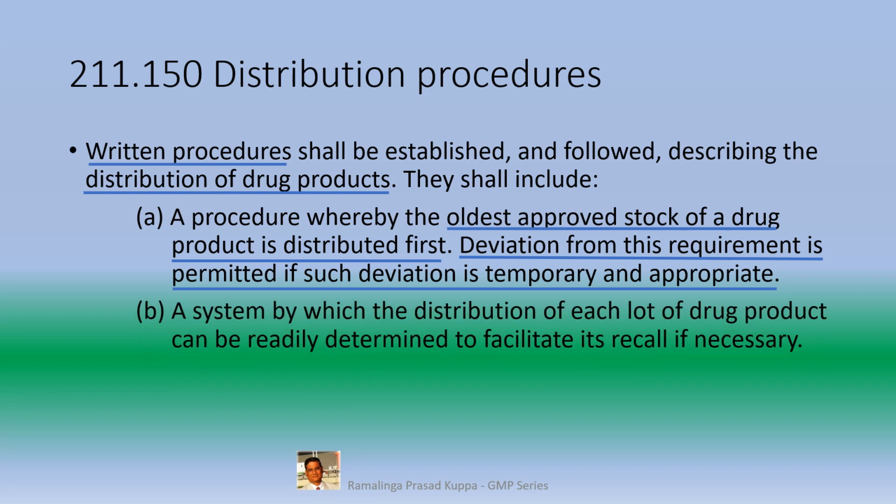A system by which the distribution of each lot of drug product can be readily determined to facilitate its recall if necessary. This is important. There should be a detailed recall procedure to withdraw the product in case it is found to be defective and will have adverse impact on the health of the consumer. The recall procedure was discussed in my previous video program, which was published a couple of days ago.